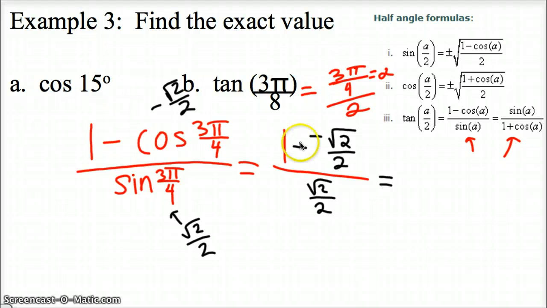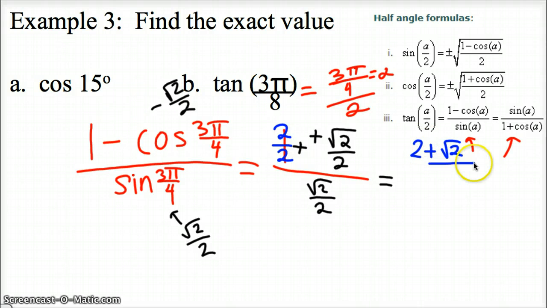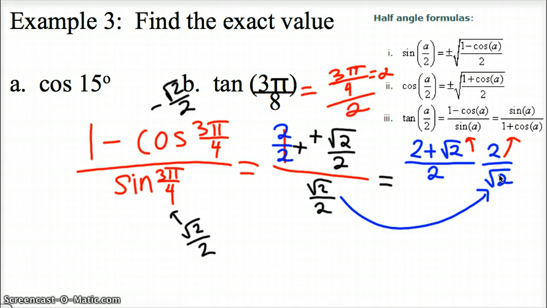I'm going to change this to adding a positive, and I'm also going to change to have a common denominator of 2. So it looks like I have 2 plus the square root of 2 all over 2 for my numerator. I'm going to once again change this to multiplying by the reciprocal, 2 over square root of 2. So that makes my life a little simpler here. I'm going to distribute this 2 out, and I'm going to rewrite the bottom.